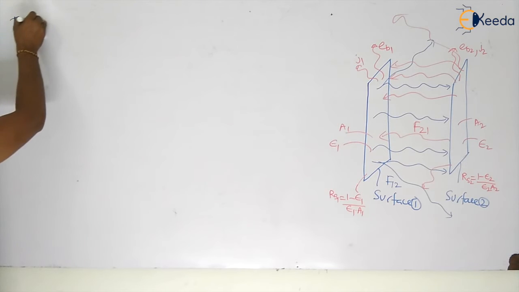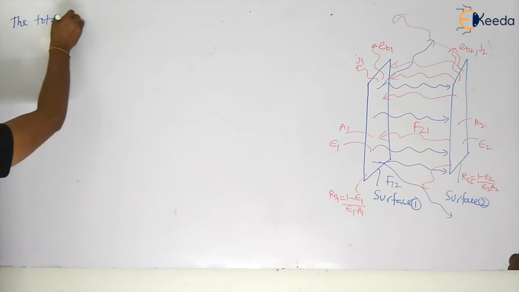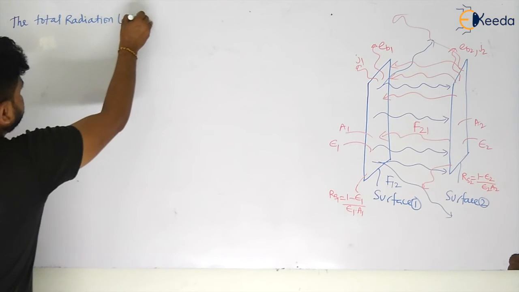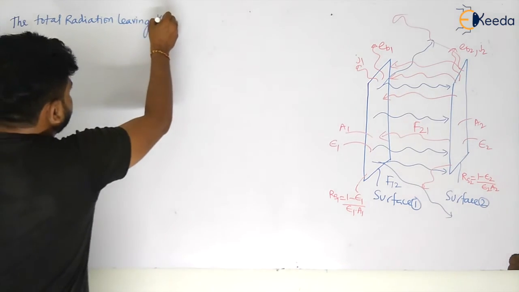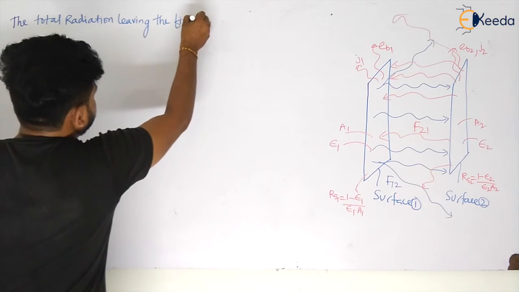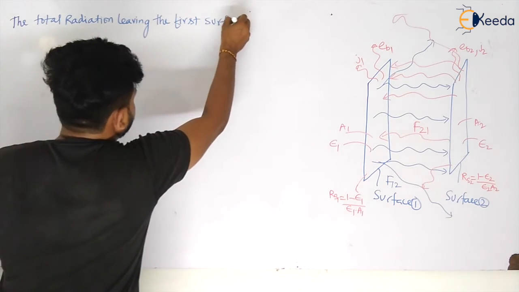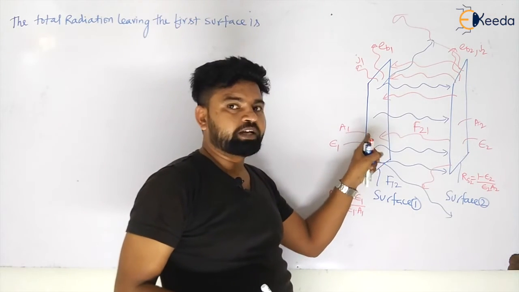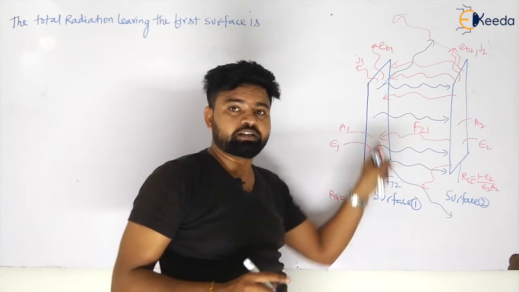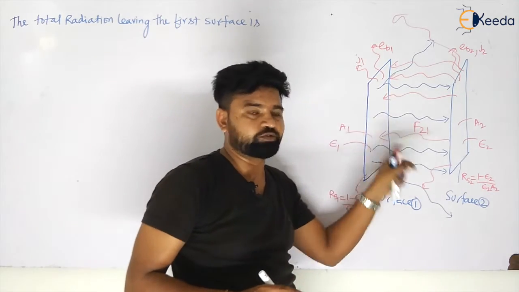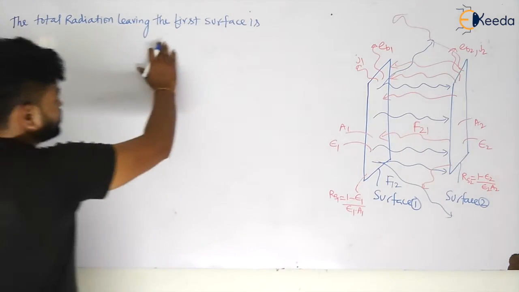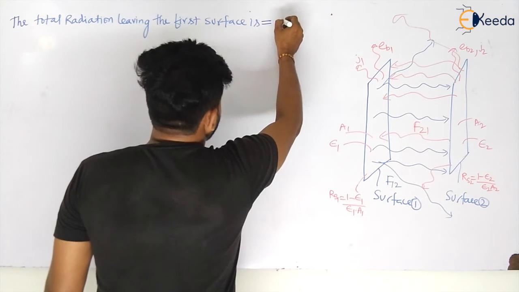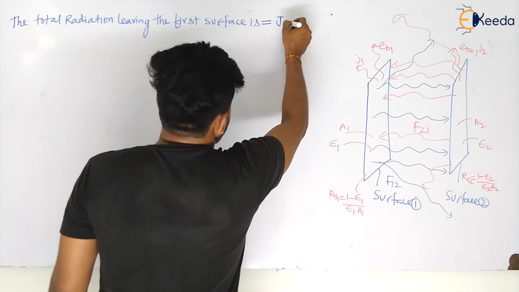The total radiation leaving the first surface is, so what was the radiation which was leaving 2? So leaving 1, it was J1 only, that was your radiosity, the total radiation coming out from the surface 1, that was your J1. The total radiation leaving the first surface is your J1, my dear students.